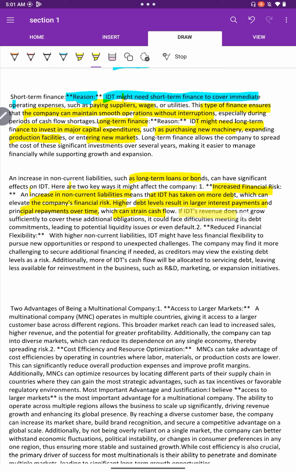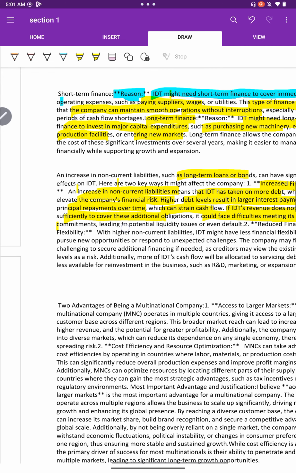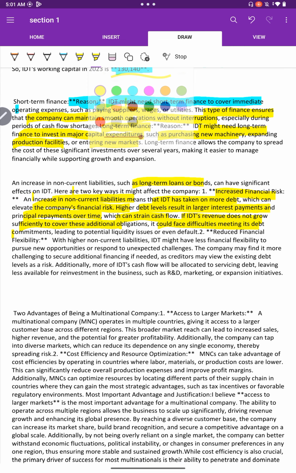So if IDT's revenue does not grow sufficiently to cover these additional obligations, it could face difficulties meeting its debt commitments, leading to potential liquidity issues or even default. Number two is reduced financial flexibility.